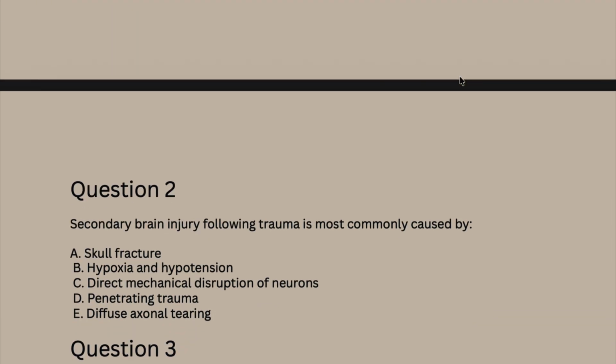For question 2, secondary brain injury following trauma is commonly caused by, and the answer would be B. Why is the answer B? The answer is B because secondary injury is preventable. When the injured brain receives less oxygen or reduced blood flow, neurons continue dying long after the initial impact. This is why trauma management focuses heavily on maintaining oxygenation, blood pressure, and cerebral perfusion. Remember, patients often don't die from the original injury. They deteriorate because of secondary brain injury. That's an important thing to keep in mind.